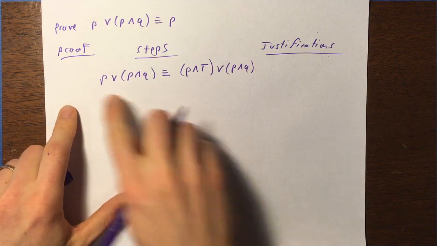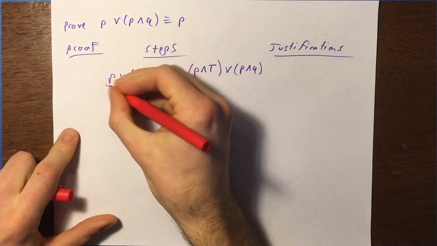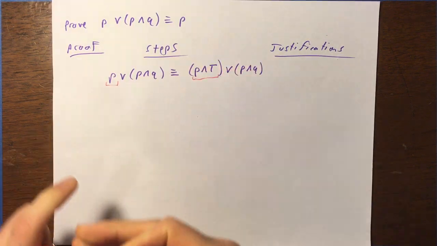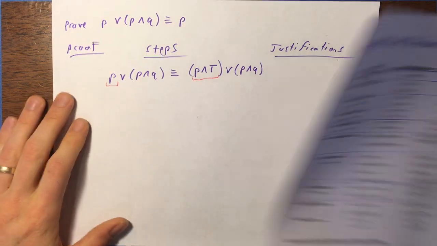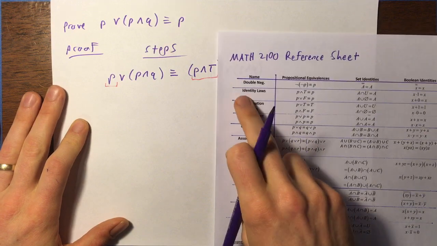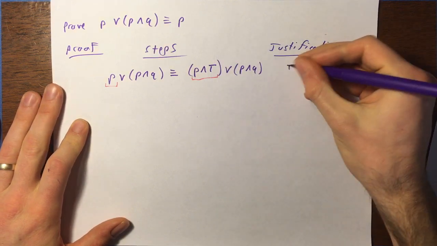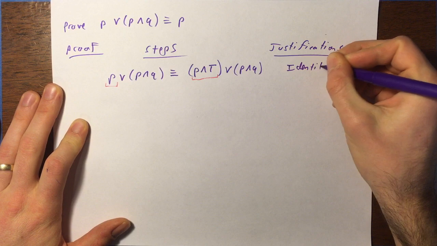So I'll highlight what I've done there. The P here was replaced by P and true. That's kind of like saying X is the same as X times 1, right? It's one of these tricks where you kind of insert a times 1 into your algebra. It's very similar to that. So I'm going to justify that by the identity law right here. So we'll write identity over there.